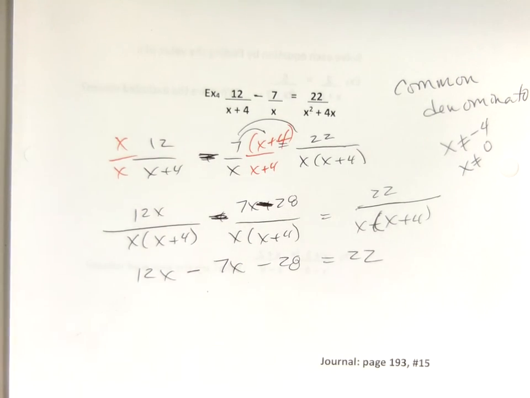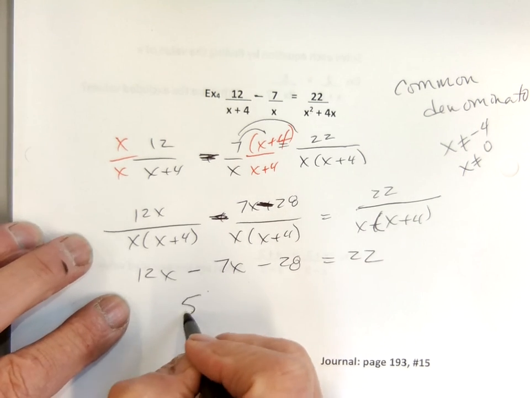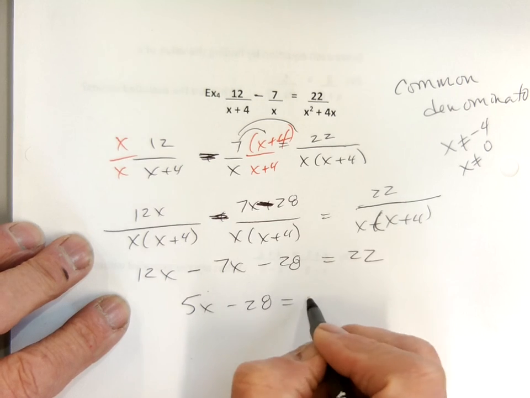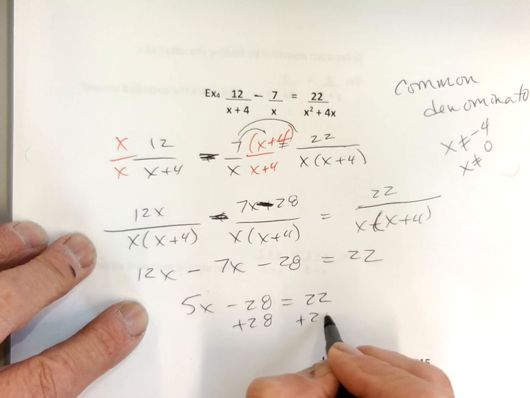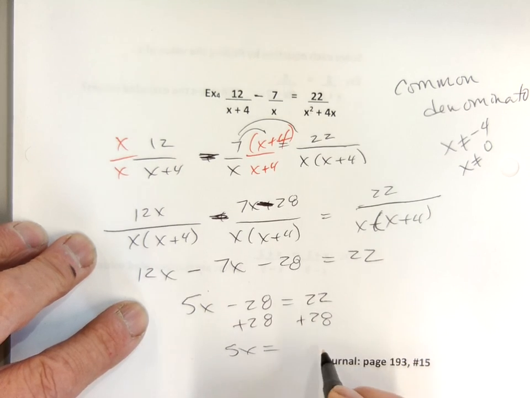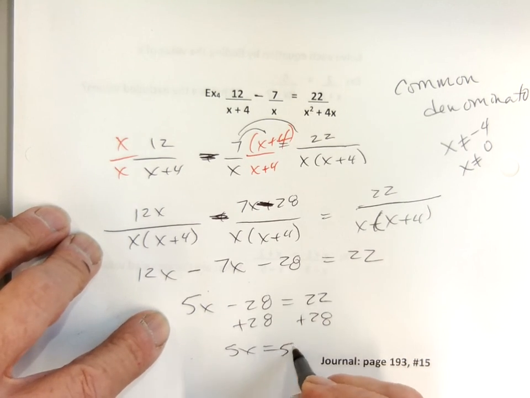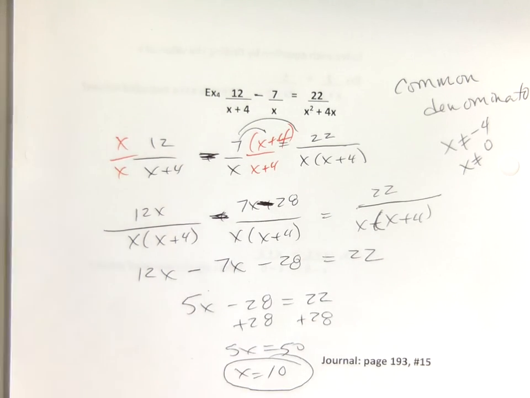So here's what I want you to hear. Once you get a common denominator, if all fractions have the same denominator, you can just get rid of it, okay? Now I've got 5x minus 28 equals 22, right? Plus 28, plus 28. 5x equals 50, right? Divide, x equals 10. How's that? Now, these are hard, right? So I'm not giving you a lot of these, but I want it done, okay?